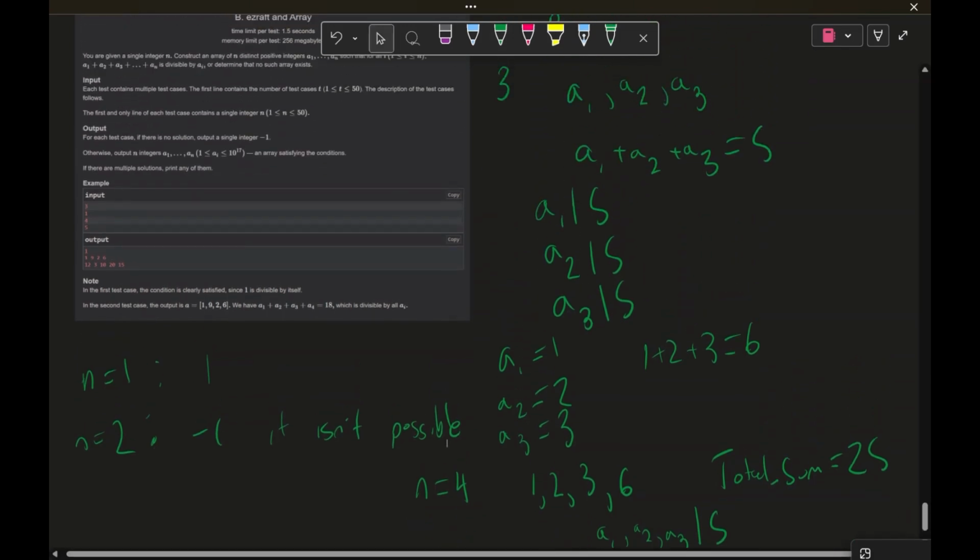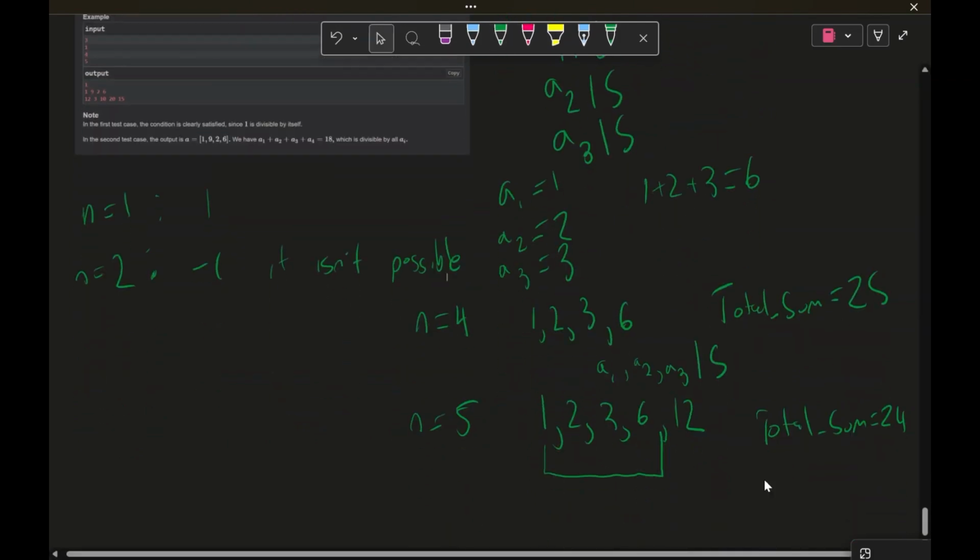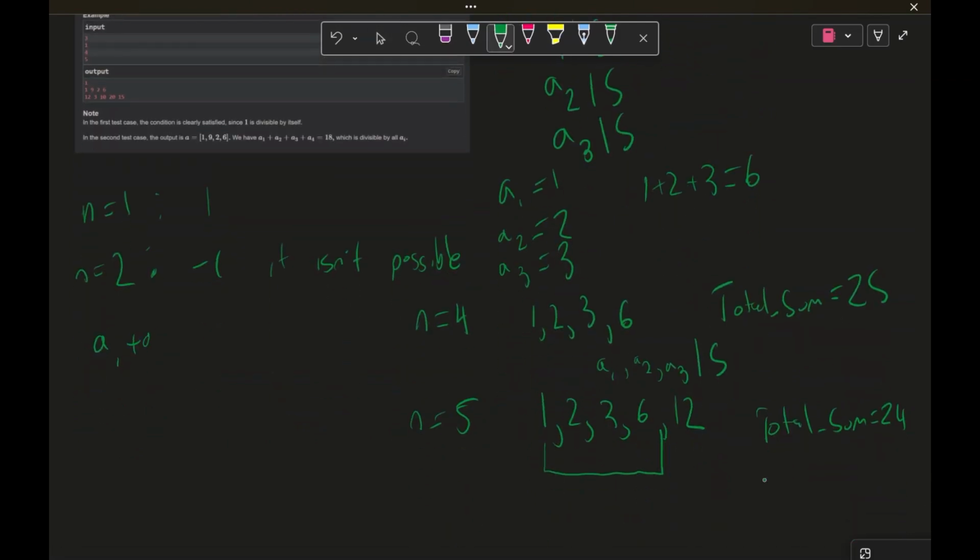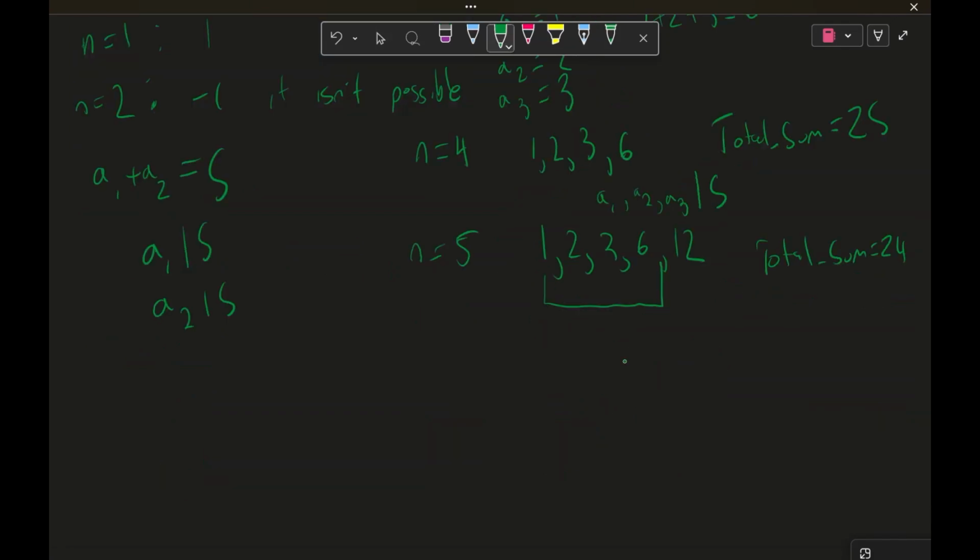Okay, so assume there is an A1 plus A2 equals some sum. Then we have A1 divides the sum, and A2 divides the sum. So A1 must divide A1 plus A2. And because A1 divides A1, thus A1 divides A2. This is because of what I think this theorem is called, the divisibility of integer combinations. I'll just do a quick proof of that.